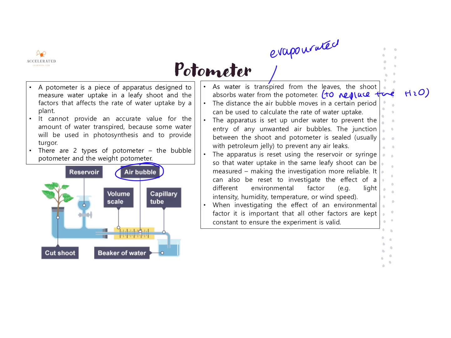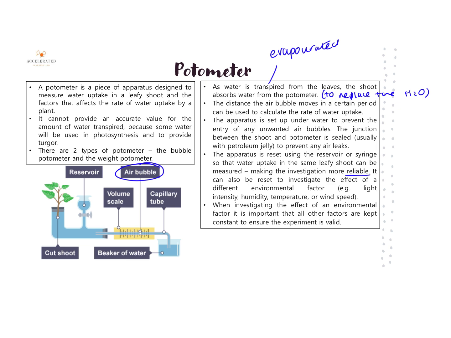We need to make sure the junction between the shoot, so here's my plant here, and the potometer is sealed. And what you do is you use petroleum jelly, that's Vaseline, okay, to stop any leaks occurring. The apparatus then has to be reset using a reservoir or a syringe so that the water uptake in the same leafy shoot can be measured, making the investigation more reliable. In science, when you talk about reliability, reliability is repeating, okay? So we need to be able to repeat this experiment to make it reliable.